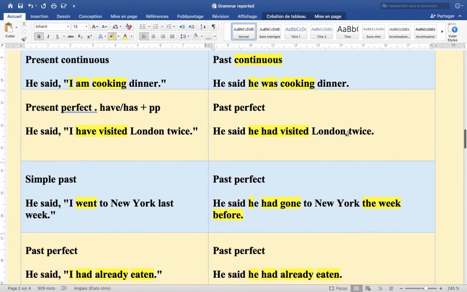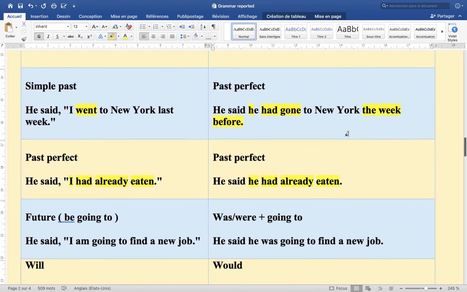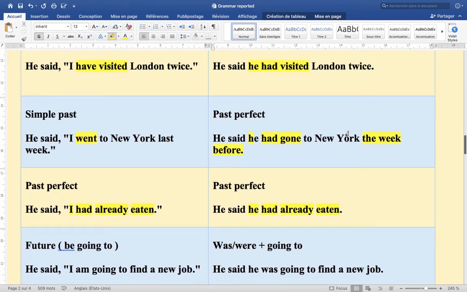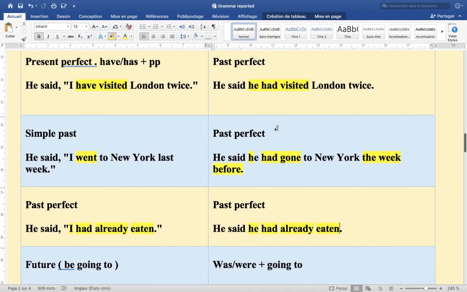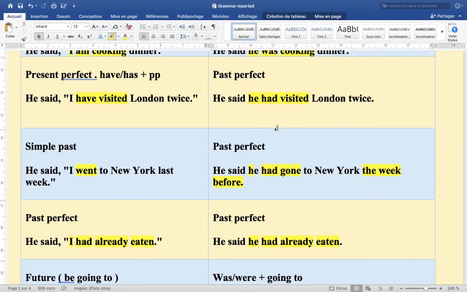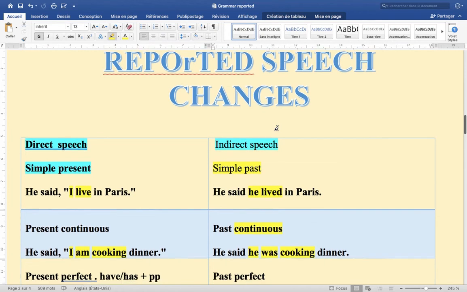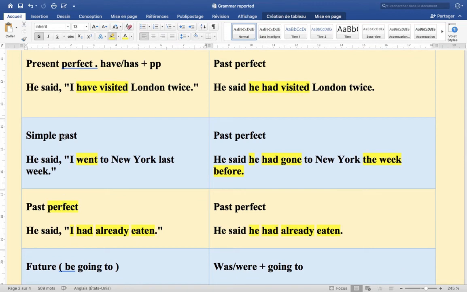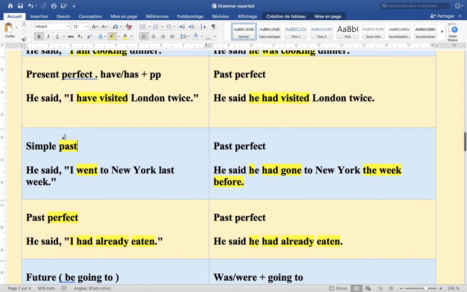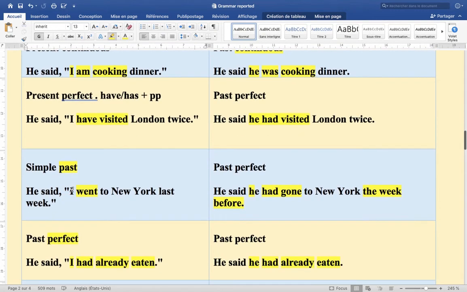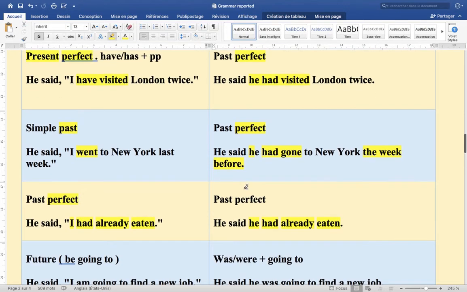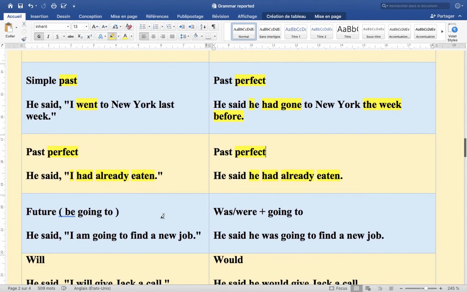What do you notice here? We have three tenses: simple past, present perfect, and past perfect. All of them we are going to put in the past perfect in indirect speech. When we have direct speech, a sentence in the simple past, the past perfect, or the present perfect, we are going to put them in the past perfect. Okay, is this clear? I think it's easy to understand.